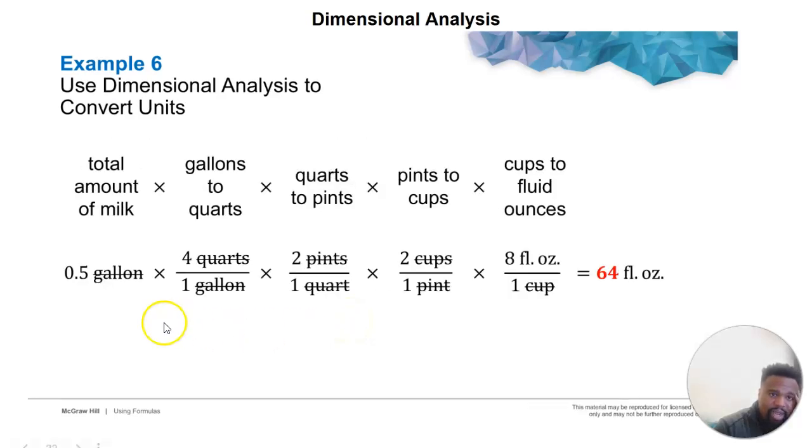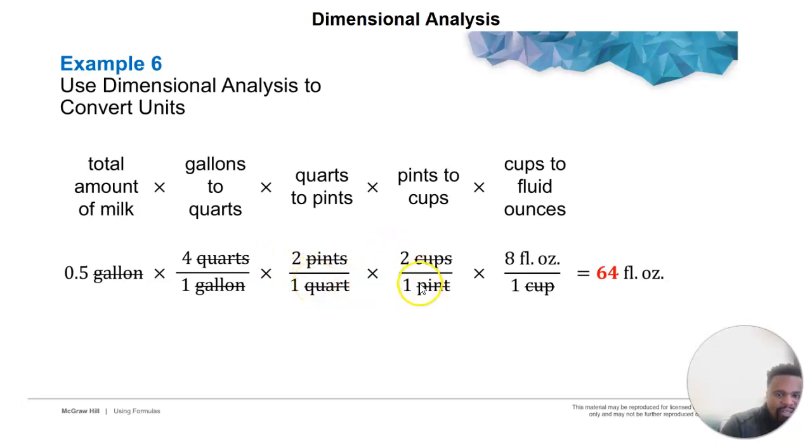So we want to do a half gallon, all right? And we got to go from gallon to fluid ounces. So we got to go from gallon to quarts. There are 4 quarts in a gallon. Notice my gallons cancel out. And then there are 2 pints in a quart. Notice your quarts cancel out. You got to have 1 unit in the numerator, 1 unit in the denominator.